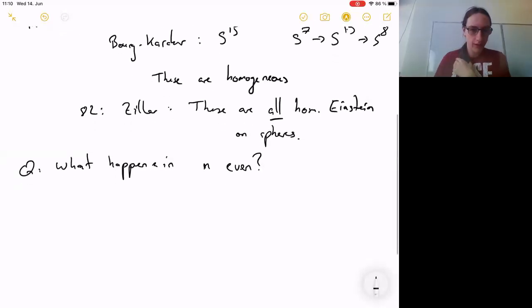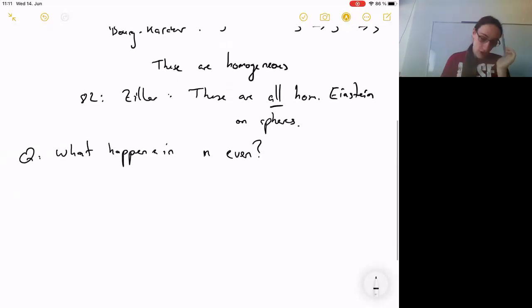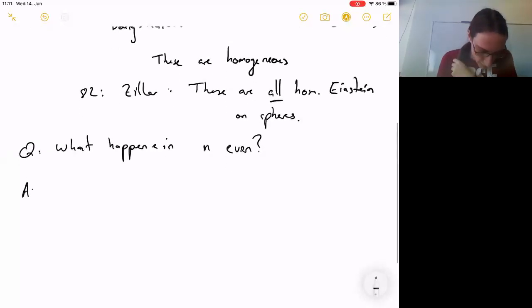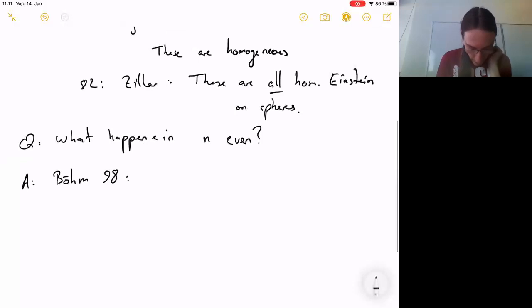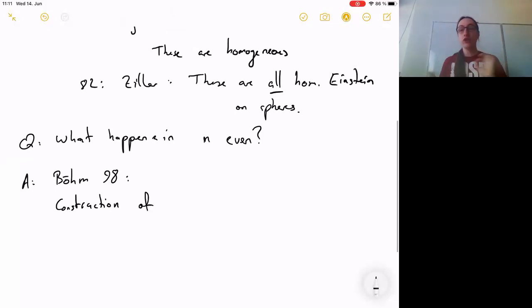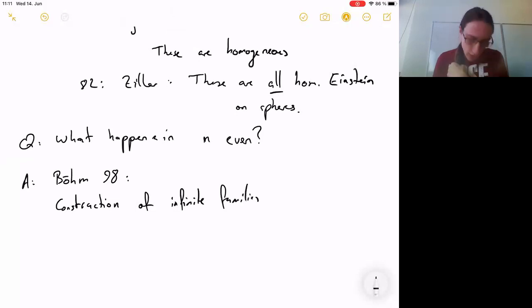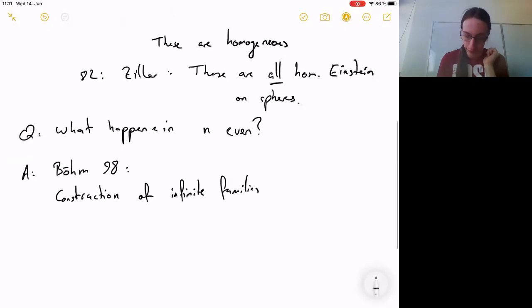Yeah, so I will turn to the odd case in a second for a bit, but okay, what happens if n is even? So the most general conjecture that it's always unique in even dimensions does not turn out to be true. Yeah, so the answer was given by Christoph Böhm in 98. So he wrote a paper and constructed Einstein metrics of cohomogeneity 1. Actually, infinite families on all spheres in dimension between 5 and 9.